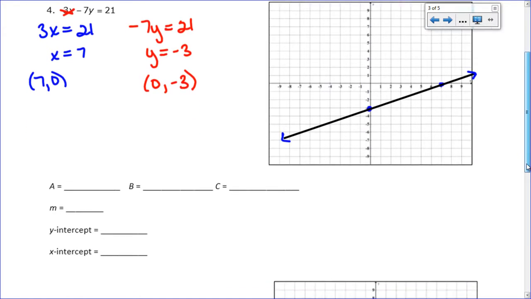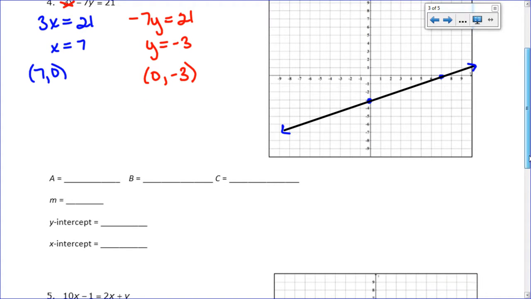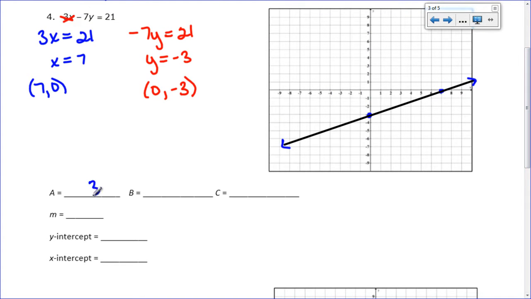this information down here, I know that according to my problem, A is 3, B is negative 7, and C is 21. And so my slope is the opposite of A, negative 3, over B, which is negative 7, and so the negatives cancel, so my slope is 3 over 7. And if you look, we'll count up 1, 2, 3 over 1, 2, 3, 4, 5, 6, 7. That is a new point on the line, so the slope works.